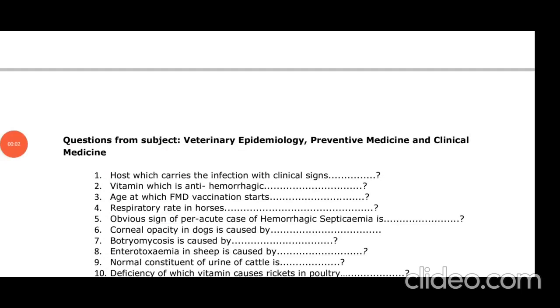Host which carries the infection with clinical signs is reservoir host. Vitamin A which is antihemorrhagic? Vitamin K. Age at which FMD vaccine starts? 4th month. Respiratory rate in horses is 8 to 18 per minute.